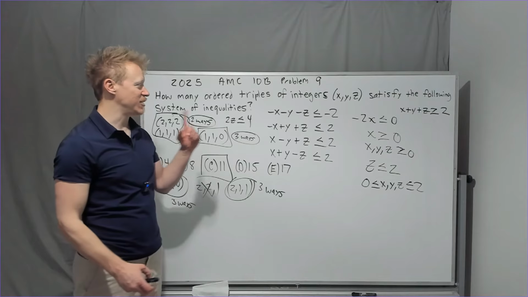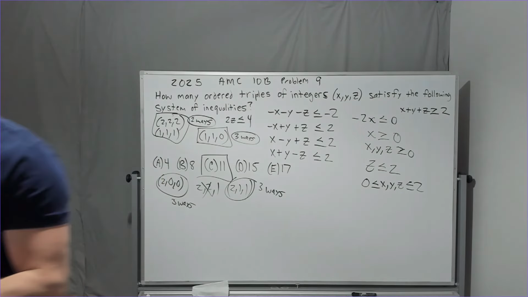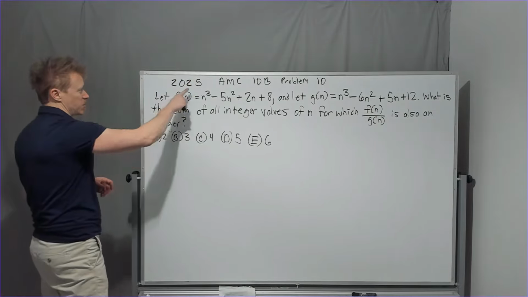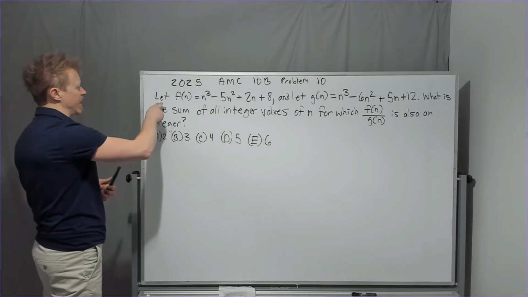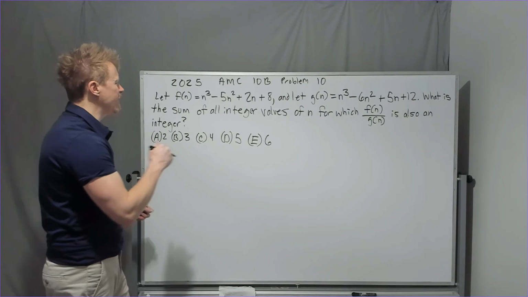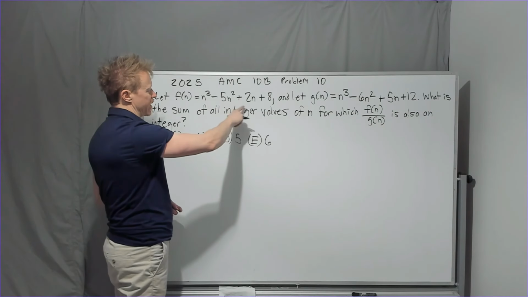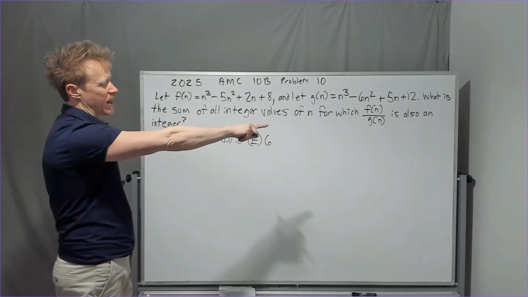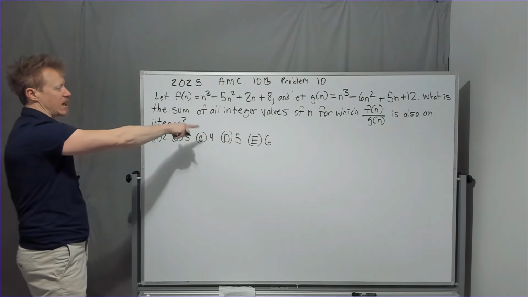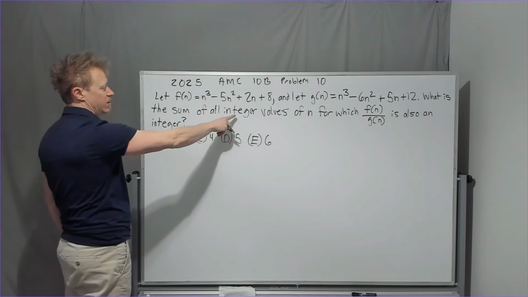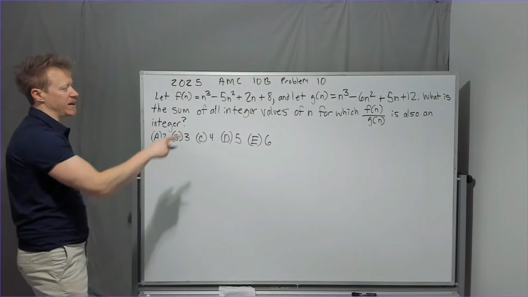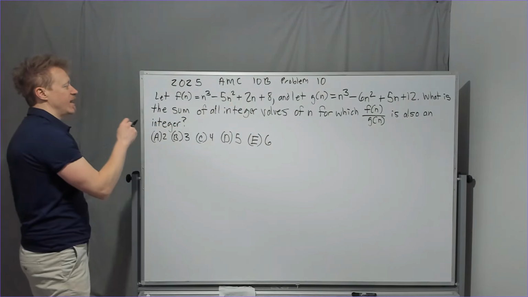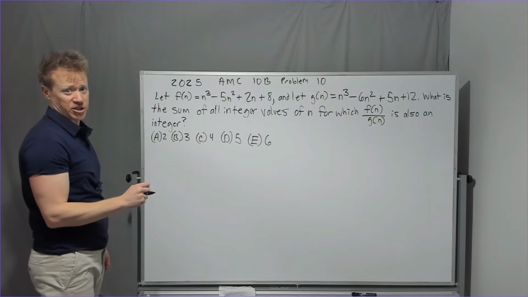Let's go on to problem number 10. The last problem of this rapid fire set, 2025 10b problem 10. Let f of n equal n cubed minus 5n squared plus 2n plus 8, and let g of n equal that. What is the sum of all integer values of n for which the quotient f of n over g of n is also an integer?